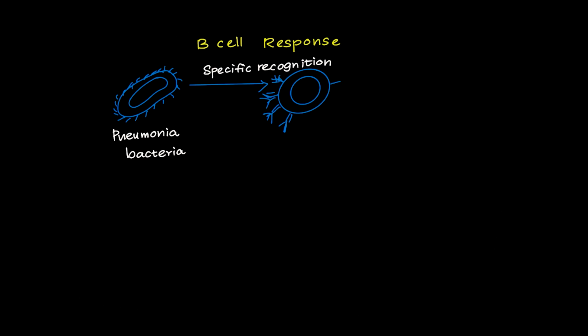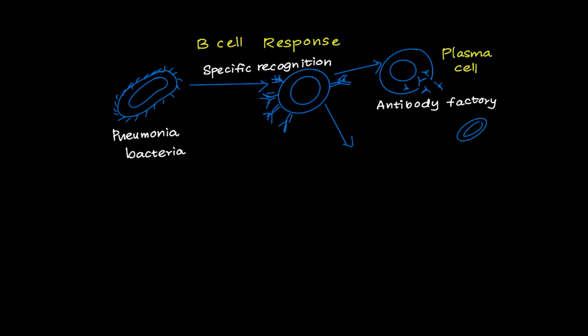Some become plasma cells, which turn into antibody factories. Plasma cells pump out huge numbers of specific antibodies into the bloodstream to tag and neutralize the bacteria. Others become memory B cells, which are the long-term records of the infection. Memory B cells live for years or even decades, waiting quietly in lymph tissue.